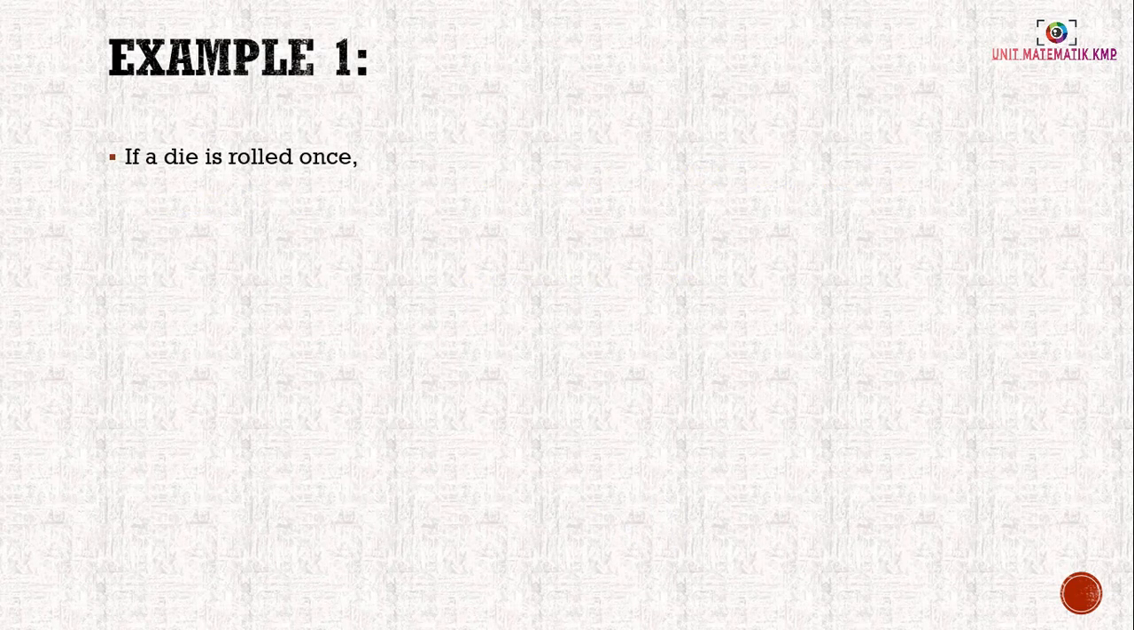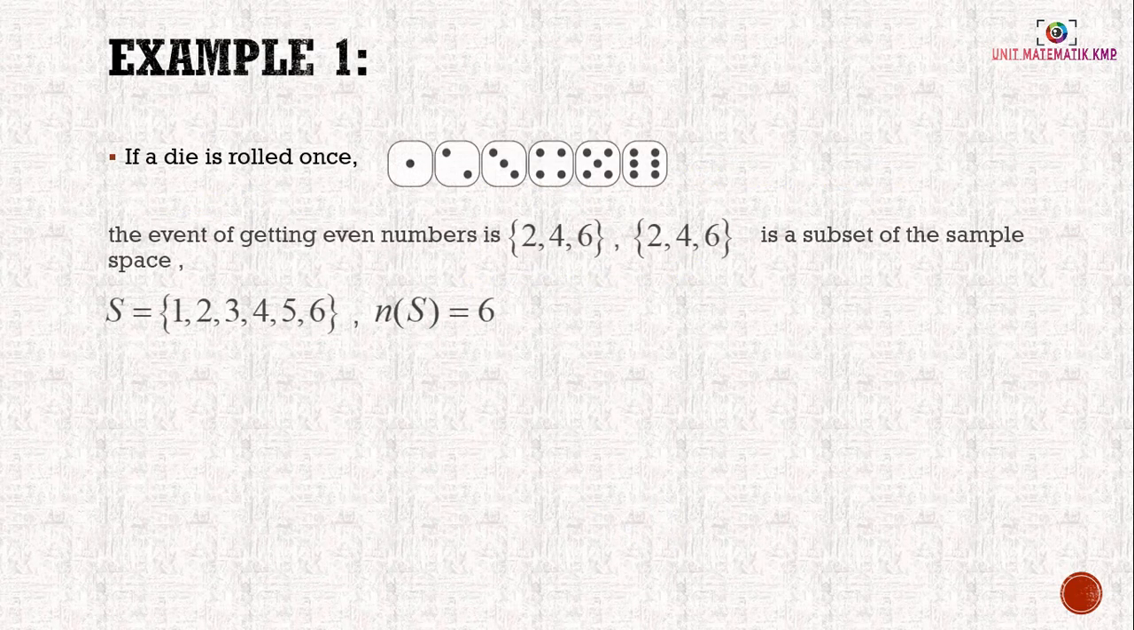Example 1. If a die is rolled once, so kita ada dadu, kita baling. So the event of getting even numbers is 2, 4, 6. And then 2, 4, 6 is a subset of the sample space. So the sample space maksudnya kita punya dadu tu dia ada 6 possible outcomes. So the number of sample space is 6.